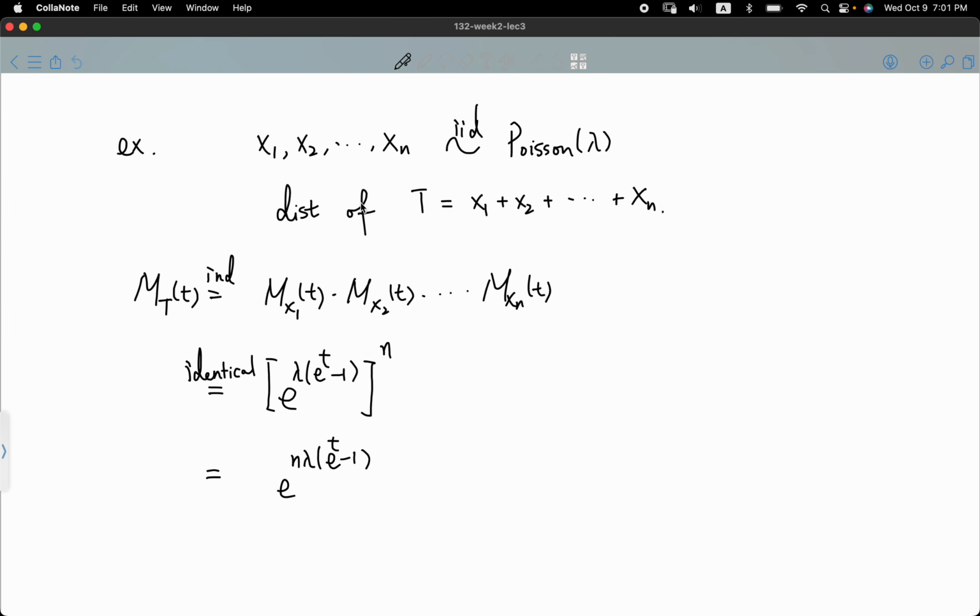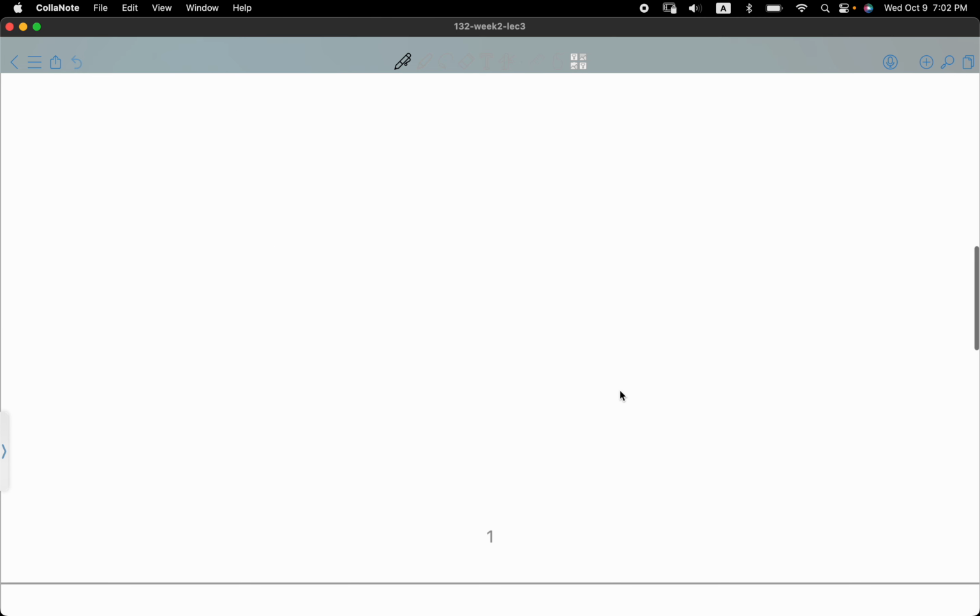Now let's revisit our question here. What is the distribution for this random variable T? By looking at this formulation, we recognize that this is also in the form of the moment-generating function for a Poisson random variable. So this random variable T also follows a Poisson distribution, and the parameter is n multiplied by lambda. Okay, and that's for the Poisson example.